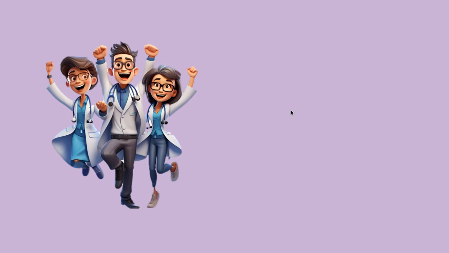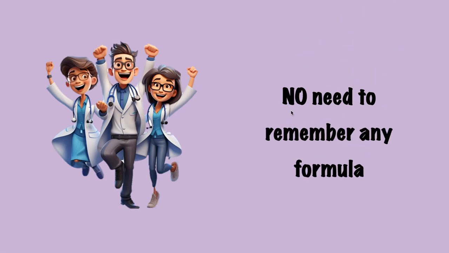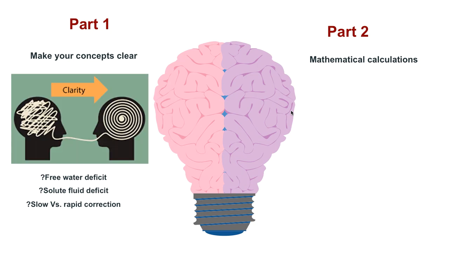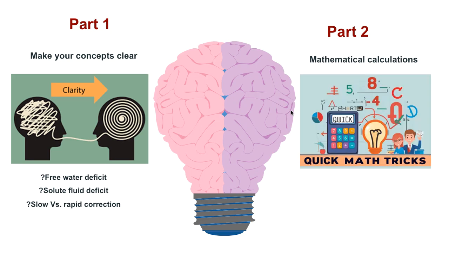But today I am going to tell you methods where you will not only get your concepts right, but also there will be no need to remember even a single formula. So, for the sake of convenience, I have divided this presentation into two parts. In part 1, we will discuss the important concepts like what is free water deficit, what is solute fluid deficit, whether we should give slow correction or a rapid correction, over how much time we should do correction. In part 2, we will do the actual mathematical calculations. But remember, there will be shortcuts so that you don't have to remember any formulas.